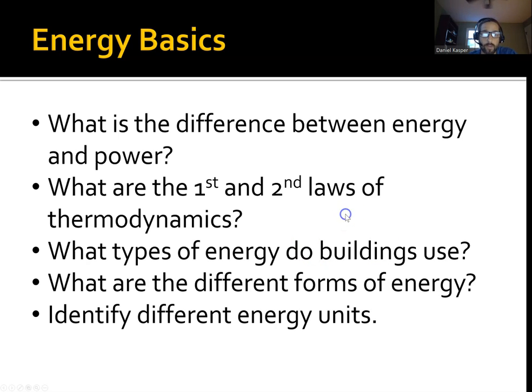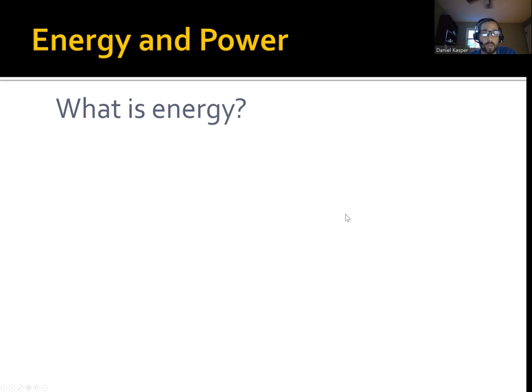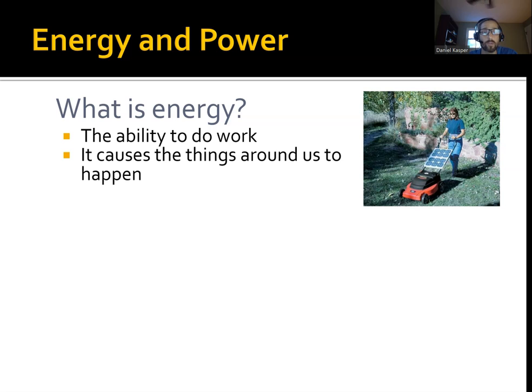So let's start with energy and power. So energy is defined as the ability to do work. And from a physics perspective, work is just the application of force across a distance. It's basically the moving of energy from one place to another. Okay, so work is required to move energy around.